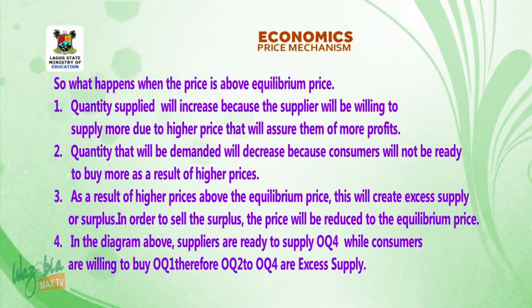4. In order to sell the surplus, the price will be reduced down to the equilibrium. 5. In the diagram above, suppliers are ready to supply OQ4 while consumers are willing to buy OQ1. Therefore, OQ2 to OQ4 are excess supply.